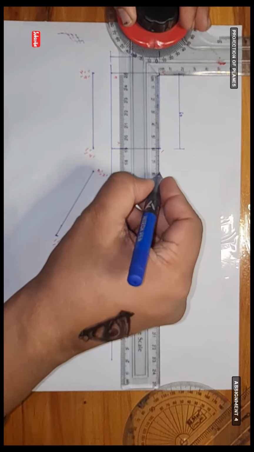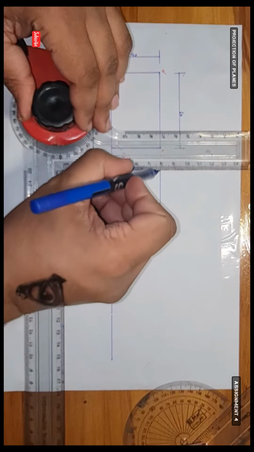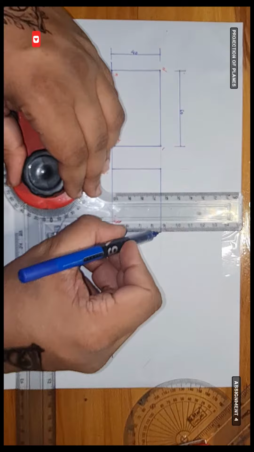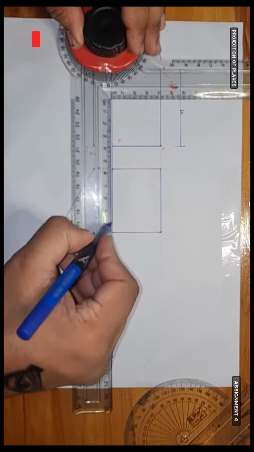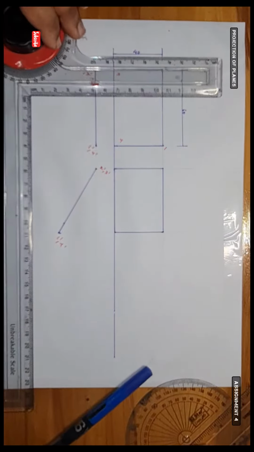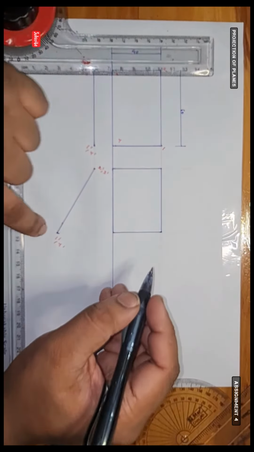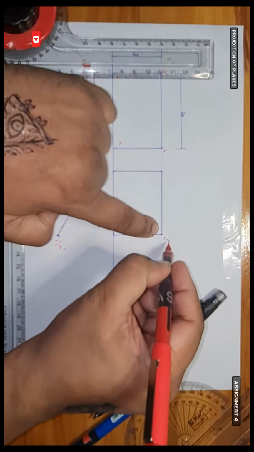So now it will look like this. The width will be reduced in the front view. As you can see, you can mark all the points again. This would be your 1 and this is 1. So this would be your 1 double dash, 1 double dash.